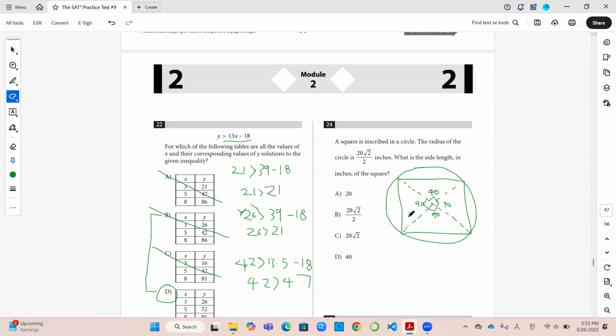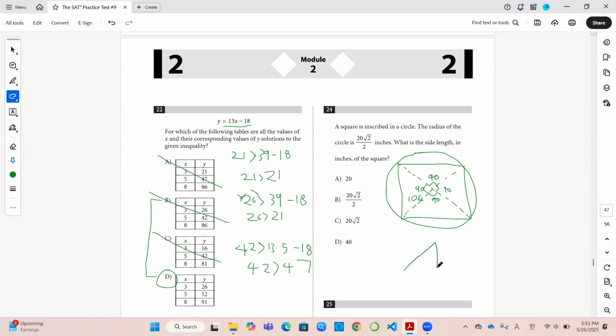And the radius is 10√2. I'm going to go ahead and cut this triangle like this. So this is going to be 45, this is going to be 10√2, this is going to be 45. And I'm looking for this length over here, side length, I mean.